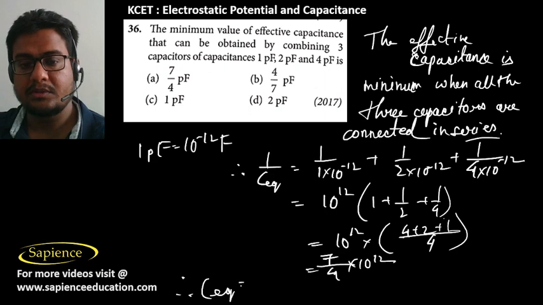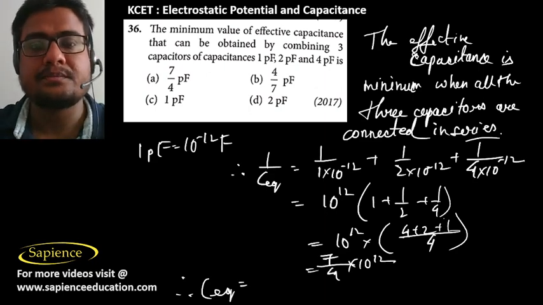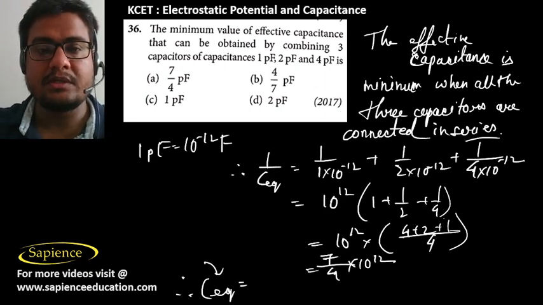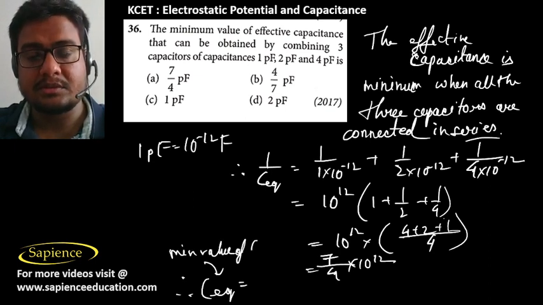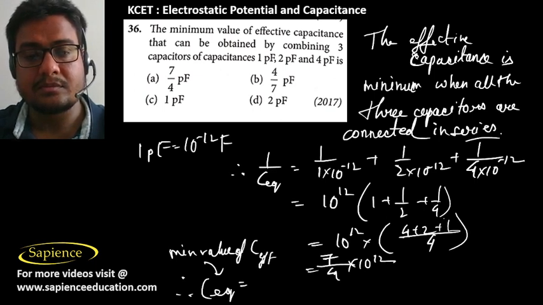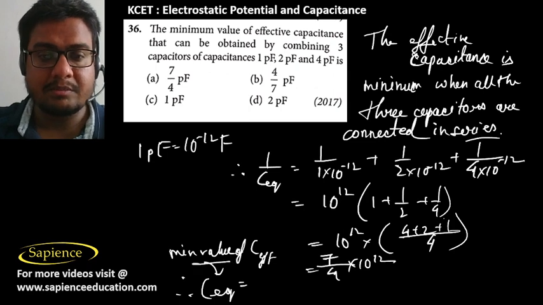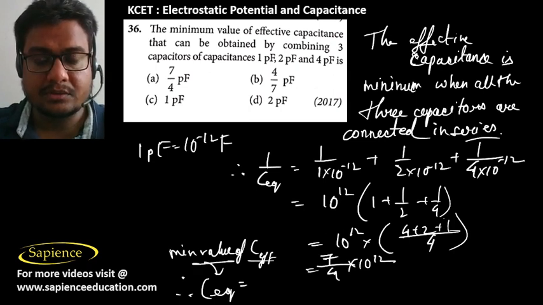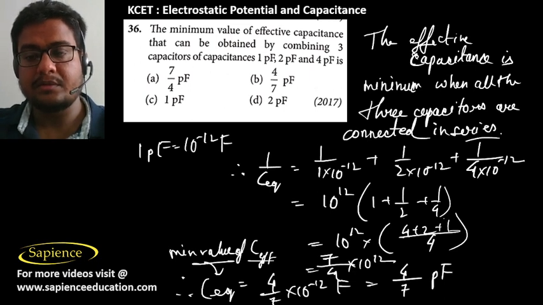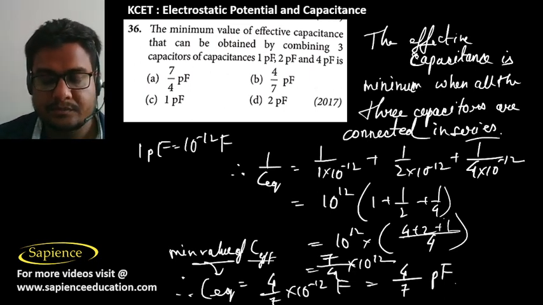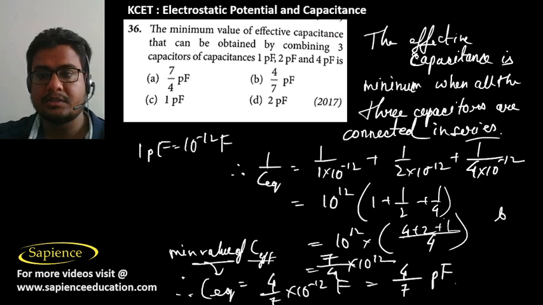For C equivalent, here the C equivalent will be the required minimum value of the effective capacitance. This is the minimum value of the effective capacitance C equivalent, that will be 4 by 7 into 10 power minus 12 farad, which you can also write as 4 by 7 picofarad. So option B is the correct answer.